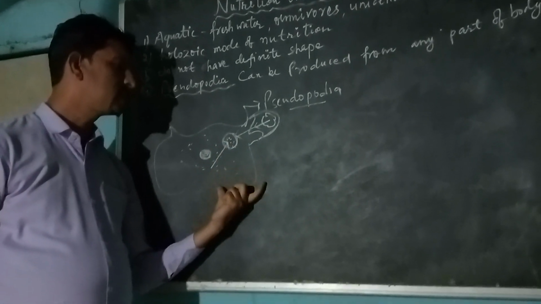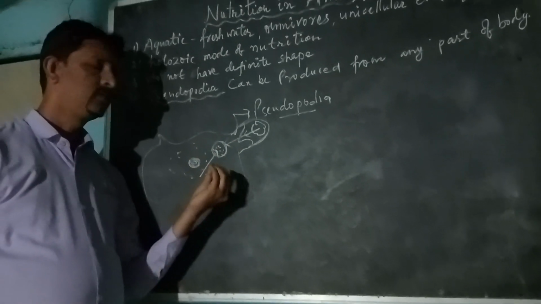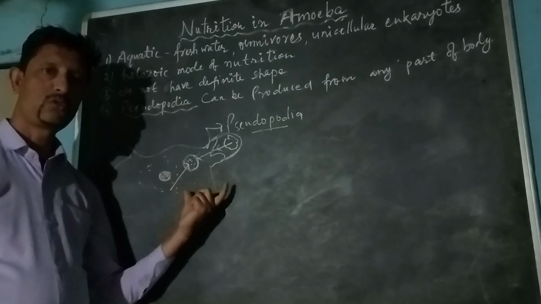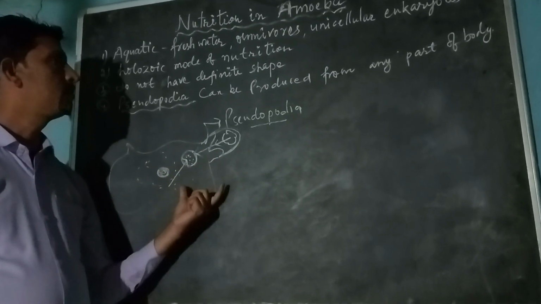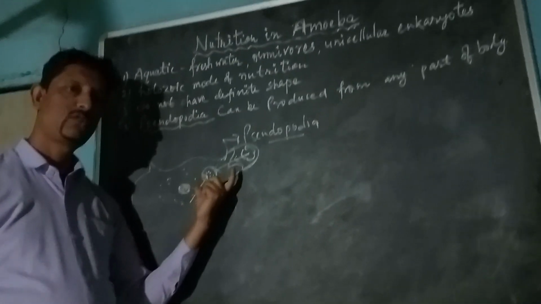Now as you are seeing, solid food substances are entering into the body of amoeba. When a single celled organism engulfs or eats solid food particles, that process is known as phagocytosis. That means the intake of food or the nutrition is completed with the help of phagocytosis. Are you thinking that now you have understood phagocytosis?